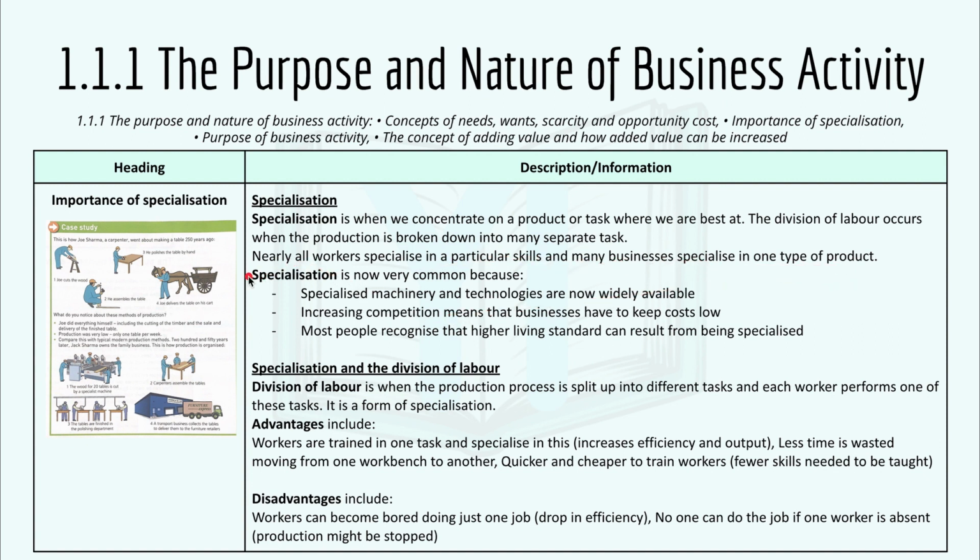And specialization is now very common because specialized machinery and technologies are now widely available, like the specific machines that you have to operate. Increasing competition means that businesses have to keep their costs low, and most people recognize that higher living standards can result from being specialized. Like people say, jack of all trades but master of none, and the master of something is basically your specialization.